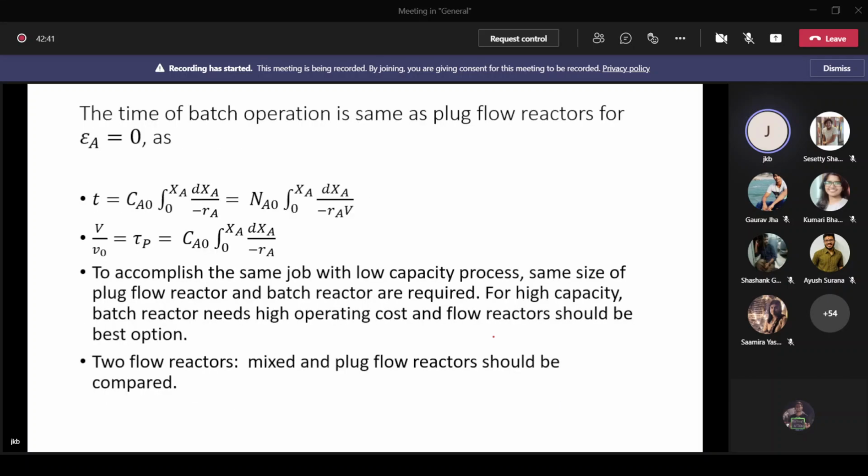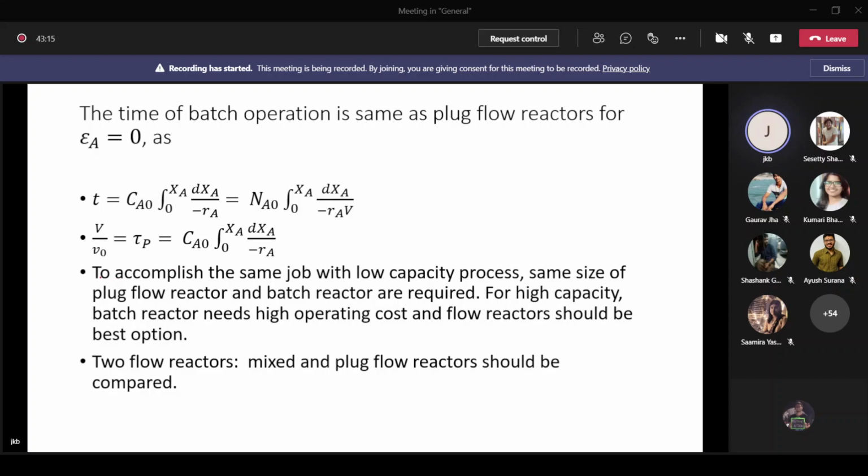Because batch reactor mole balance will give you the equation small t is Ca0 integral from 0 to xa dxa by minus Ra, and plug flow reactor will give the mole balance tau p is equal to Ca0 integral from 0 to xa dxa by minus Ra. You compare this equation, these are same, identical, and so t is equal to tau p for epsilon equal to 0 and conversion is same.